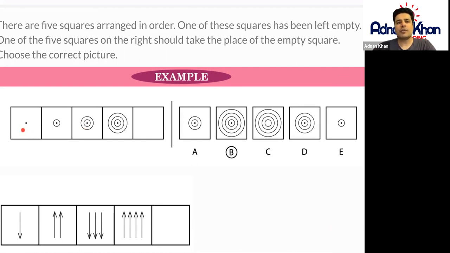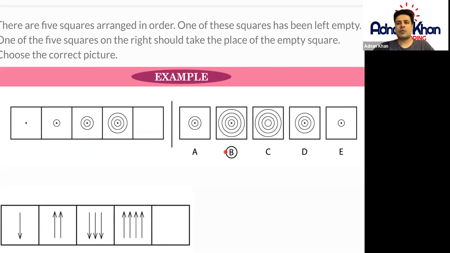So in the first box, we have a small dot. In the second box, we have a dot and a circle surrounding it. In the third box, we have a dot in the middle and 2 circles surrounding the dot. And in the fourth box, we have 1 dot and 3 circles surrounding that particular dot. So in this fifth box, we're looking at a dot as well as 4 circles surrounding that dot. And in this case, B is our most appropriate answer.